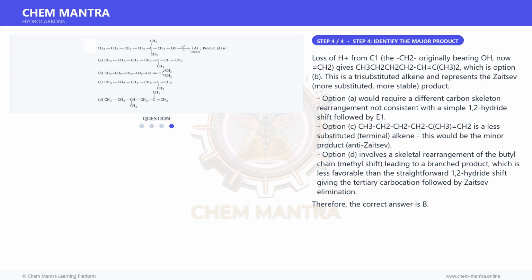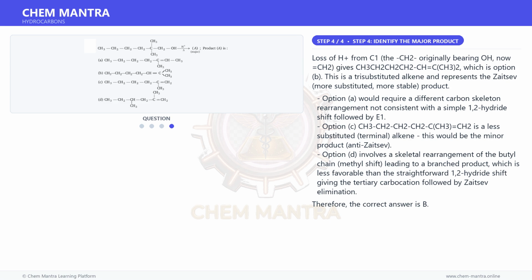And for the final step, loss of H+ from C1, the CH2 originally bearing the OH, now CH2, gives CH3CH2CH2CH2CH=C(CH3)2, which is option B. This is a trisubstituted alkene and represents the Zaitsev, more substituted, more stable product.